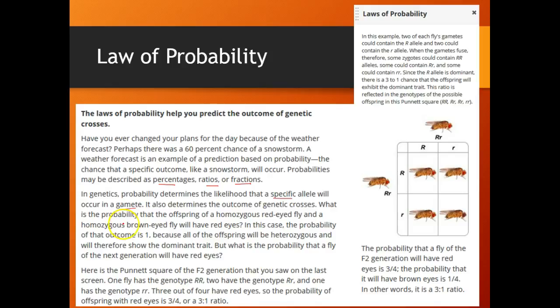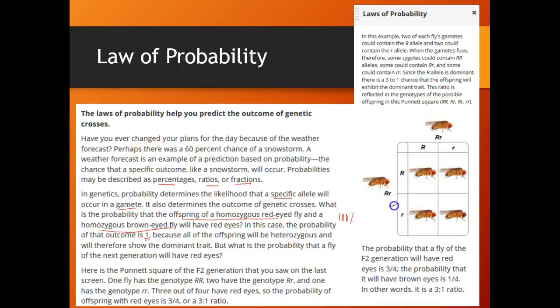So for example, what is the probability that the offspring of a homozygous red fly and a homozygous brown fly will have red eyes? In that case, remember, we found that it was 100%. So the probability of the outcome is 1, because all of them will have red eyes.